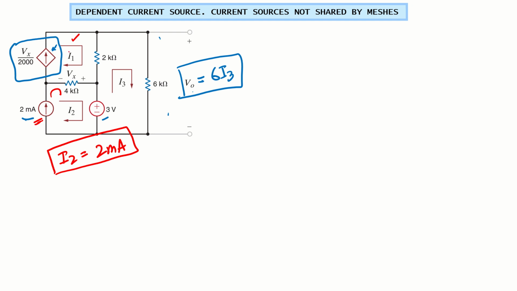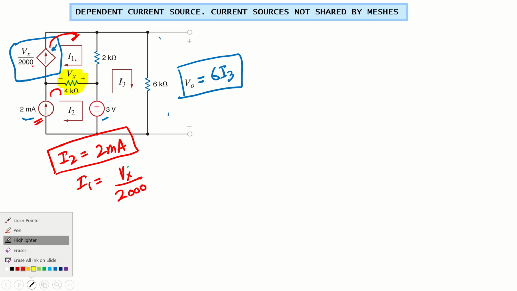Secondly, if I come to the top loop, I1, again this is a current source which is not shared between two loops. So again through this loop the current flowing will be the same. So I1 is Vx over 2000. But while I2 was a constant value, I1 is not constant, it is dependent on Vx. So then you need to find out what Vx is. If you look at the circuit, Vx is defined as the voltage drop across this 4 kilo ohm resistor.